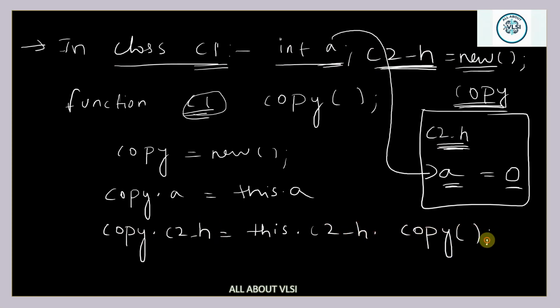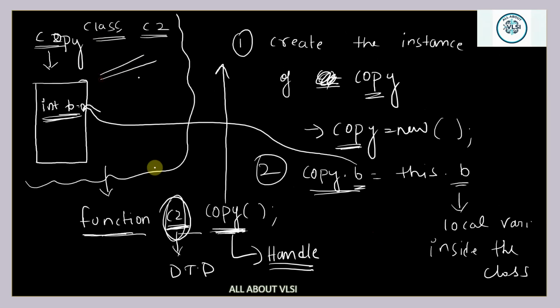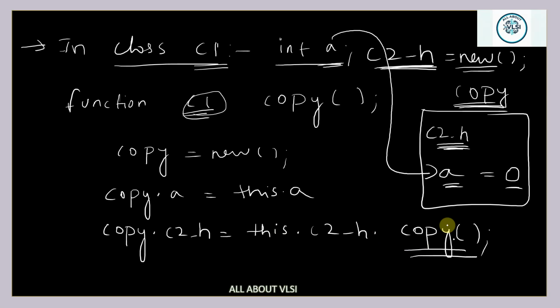So inside class C1, we have created one copy function, right? We are calling this particular function from here. What happens if we call this function? Can anyone tell me? If I write this.c2_h.copy, what is going to happen?